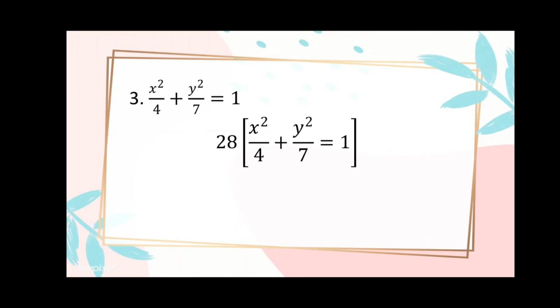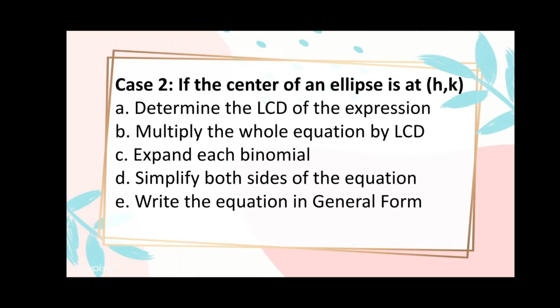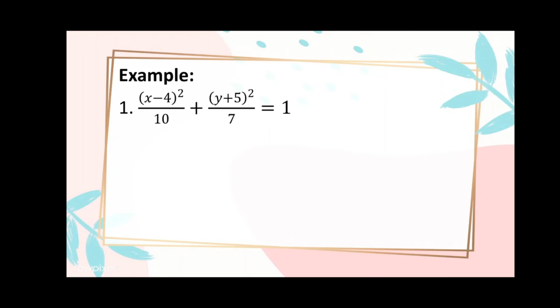So for our second case, if the center of an ellipse is at (h, k), we need to remember these 5 steps. First is determine the LCD of the expression. Second, multiply the whole equation by the LCD. Third is to expand each binomial. Fourth is to simplify both sides of the equation. And lastly is to write the equation in general form. So let us have an example.